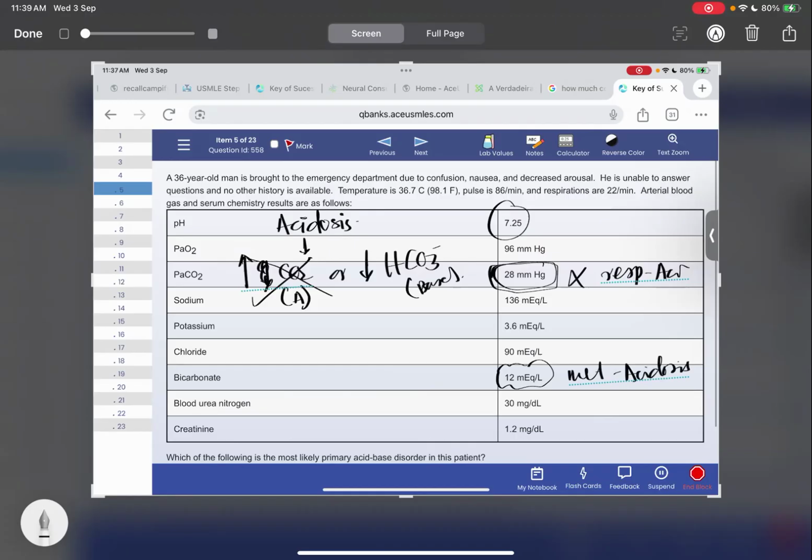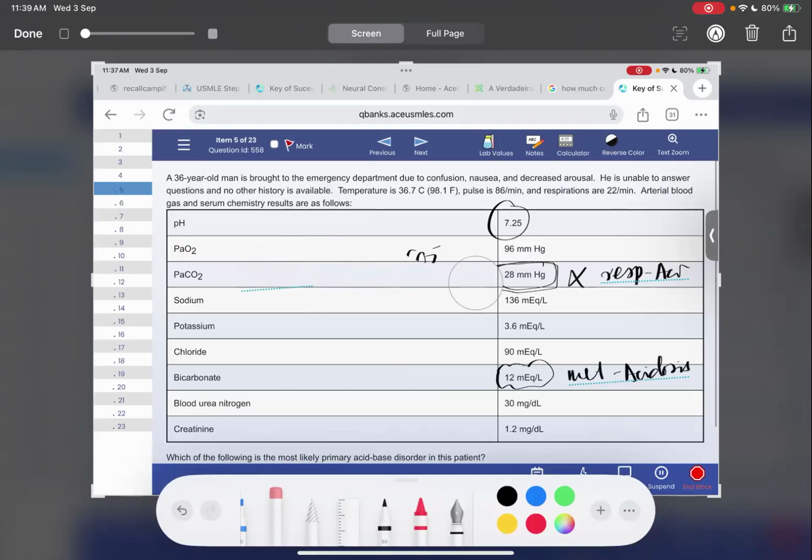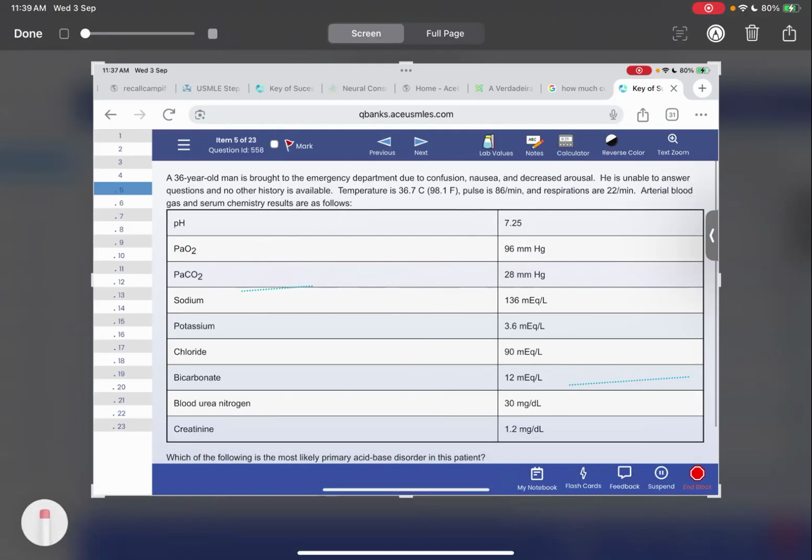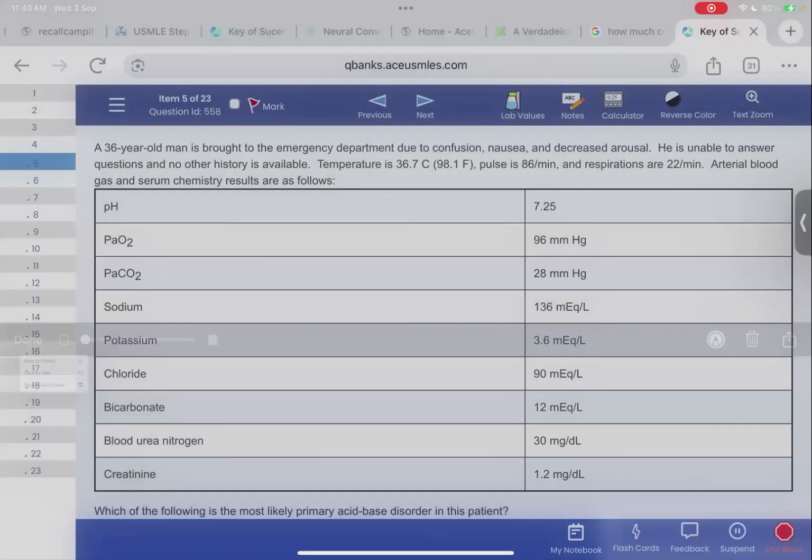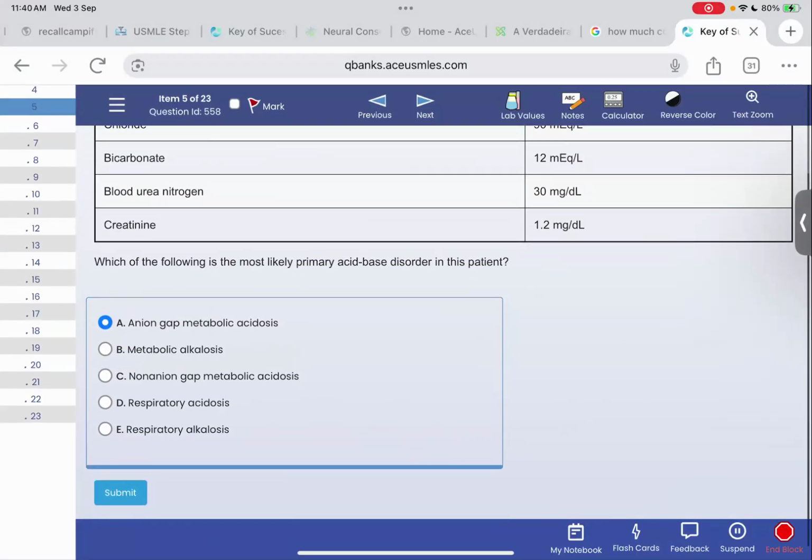Now we have to look into the anion gap. Tell me how much is sodium? 136. Chloride, 102, and bicarbonate 30? No, not 30, it's 24. So 136 minus 102 is 34, minus 24 is 10. The anion gap is 10, so normal anion gap metabolic acidosis. Got this?